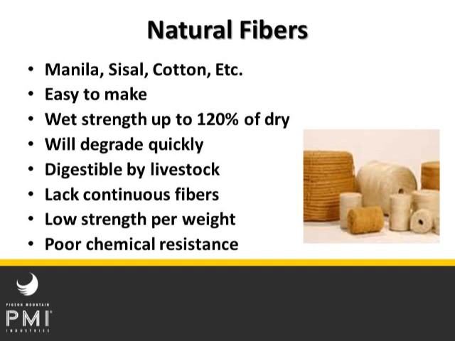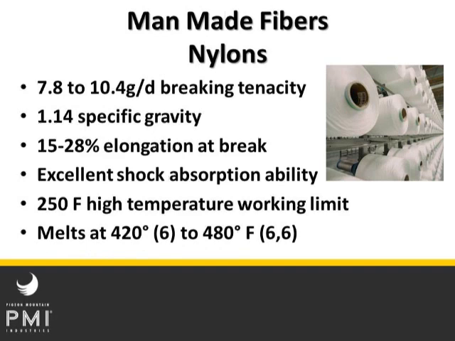And this nylon was the first most popular one out there, and here's the numbers on it. The 7.8 to 10.4 grams per denier. That's G/D. It's a unit of the fineness of silk and some artificial fibers such as nylon, and is equal to 1 gram per 9,000 meters of yarn.